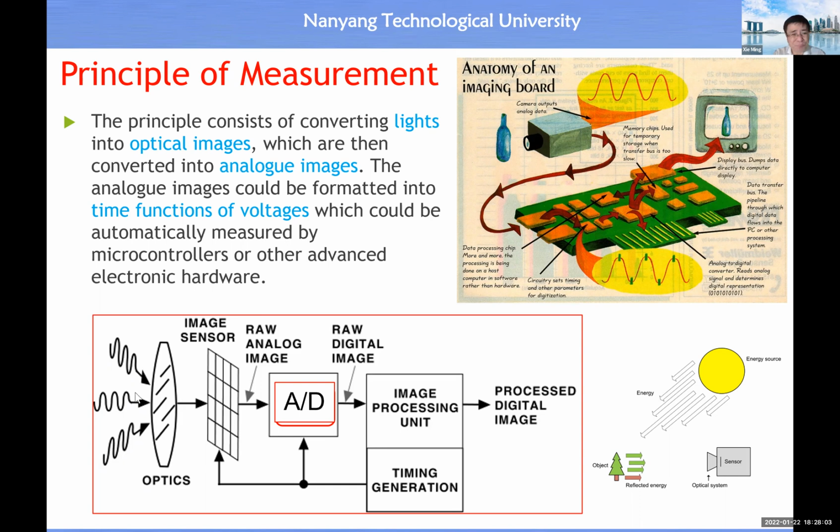All right. So therefore, once we have an optic image, then we can convert photon into electron. Then we can read out the electron in series, then produce a time function. So that is a principle.